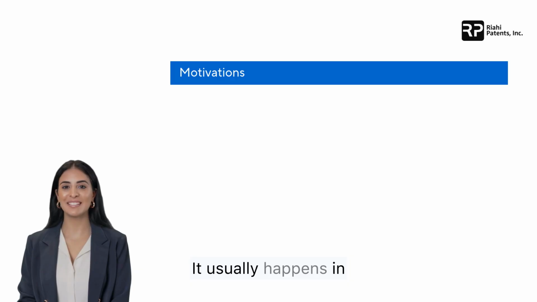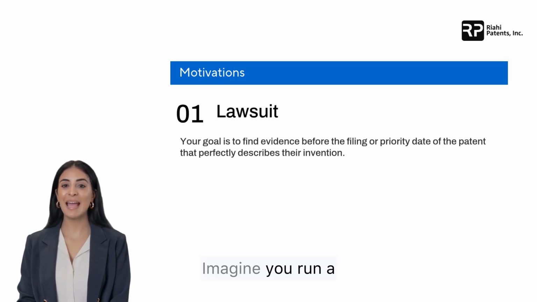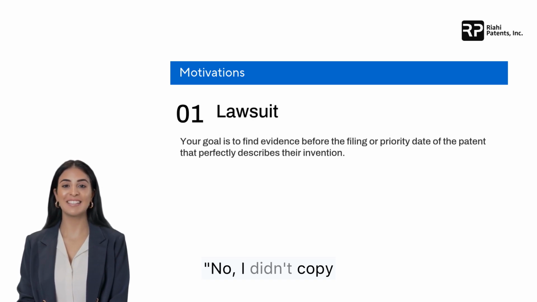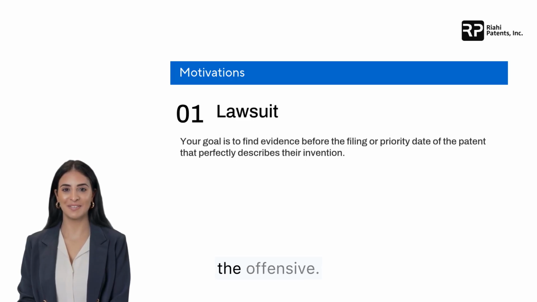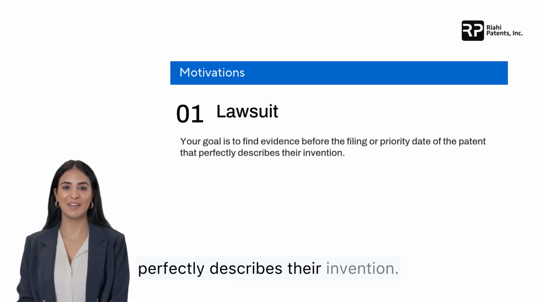It usually happens in three specific scenarios. First, the lawsuit. Imagine you run a tech company and a competitor sues you, claiming your new product infringes on their patent. You are now the defendant. Instead of just saying, "No, I didn't copy you," you go on the offensive. You hire a firm to conduct an invalidity search on their patent. Your goal is to find evidence before the filing or priority date of the patent that perfectly describes their invention.